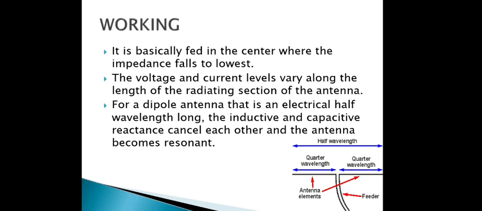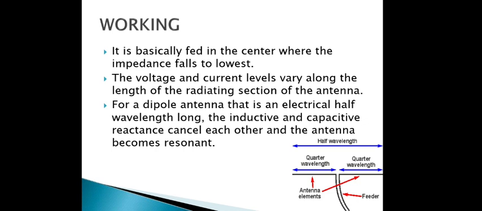Generally, the edge of the dipole has a maximum voltage, and this voltage is alternating, that is, AC in nature. At the positive peak of the voltage, the electrons move in one direction, and at the negative peak, the electrons move in the other direction. Observe that it is fed in the center, where the impedance falls to its lowest. This is a quarter wavelength, lambda by 4, and this is lambda by 4. The total is lambda by 2, and these two are the antenna elements.